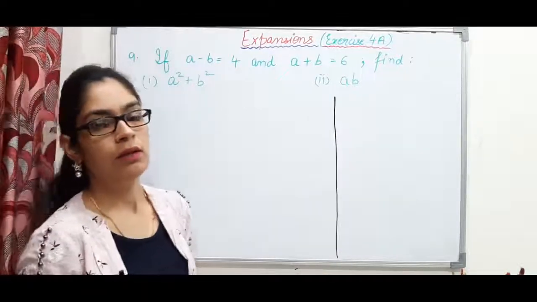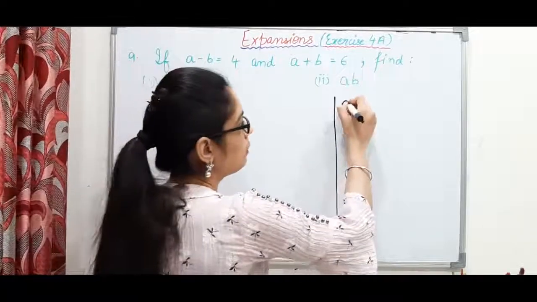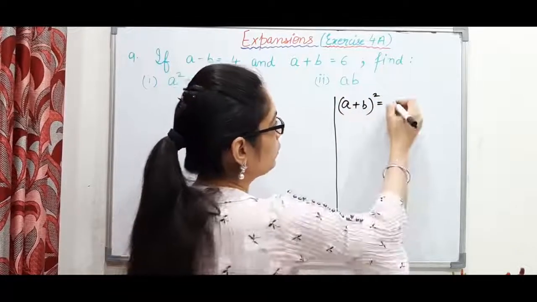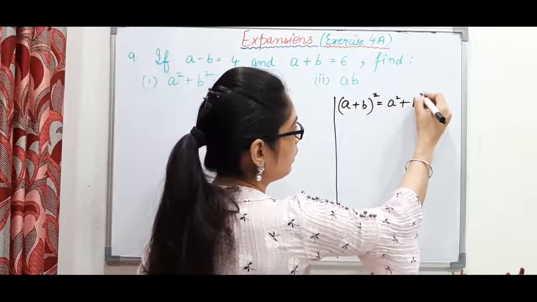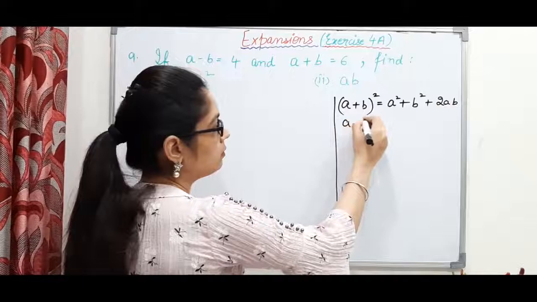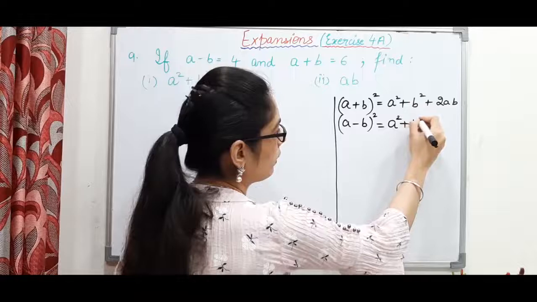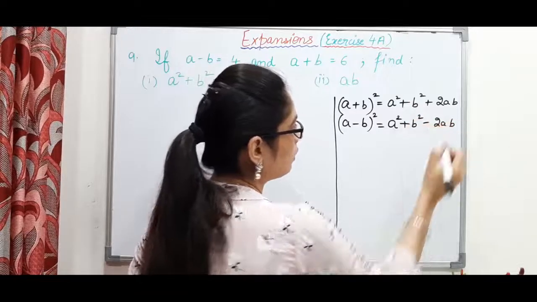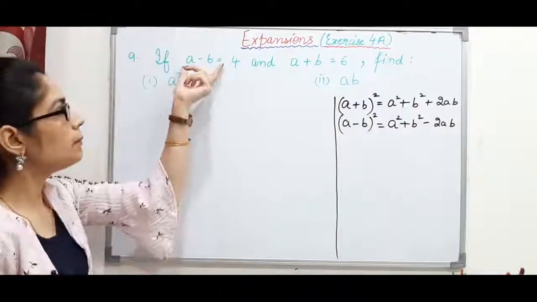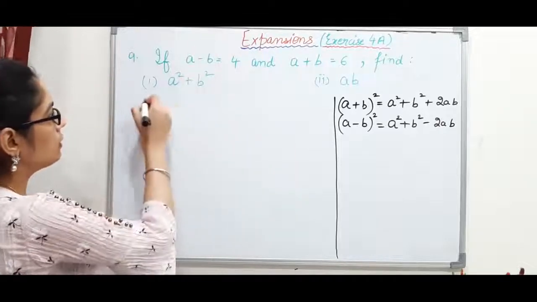Both the formulas I can say: a plus b whole square and a minus b whole square also. So a plus b whole square is equal to a square plus b square plus 2 into a into b, and a minus b whole square is equal to a square plus b square minus 2 into a into b. So these two identities we have to use because a minus b and a plus b are given to us. So let us start with a minus b.